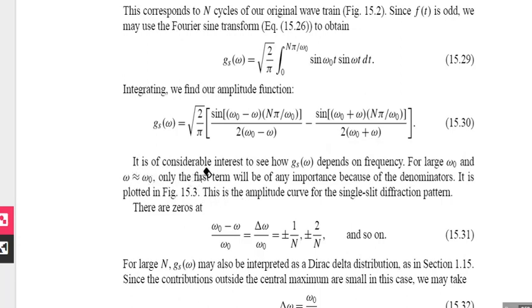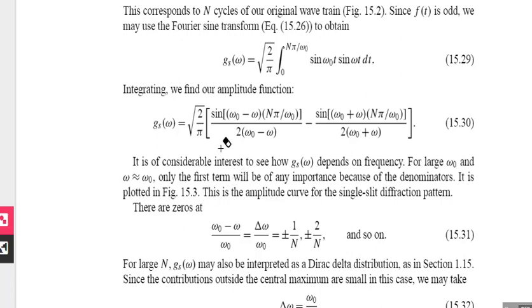Now it is of considerable interest to see how this Gs(ω) depends on frequency. For large ω0 and ω of the order of ω0, only the first term will be of any importance because of the denominator. See the denominator ω0+ω: for large ω0 and ω of the order of ω0, this denominator is a large quantity. So this second term vanishes, and the first term is of considerable interest.